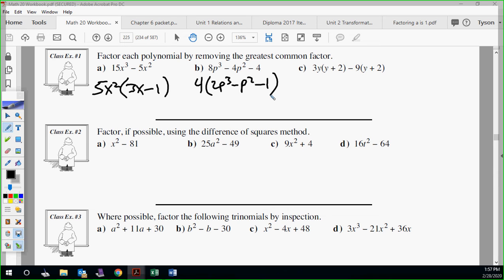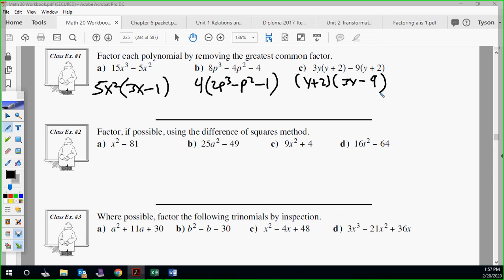Now this one here is kind of weird, and they're setting you up for factoring by grouping. What does C have in common? They both have a what? A y plus 2. See that? They both have a y plus 2. So we can pull this out. And when we do that, we're left with 3y minus 9. Do we see that? The 3y minus 9 got pushed together.